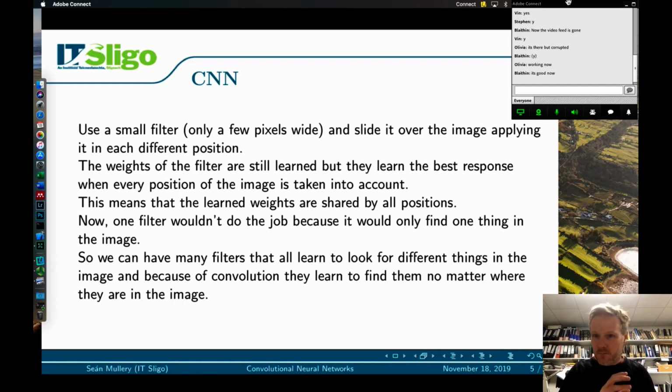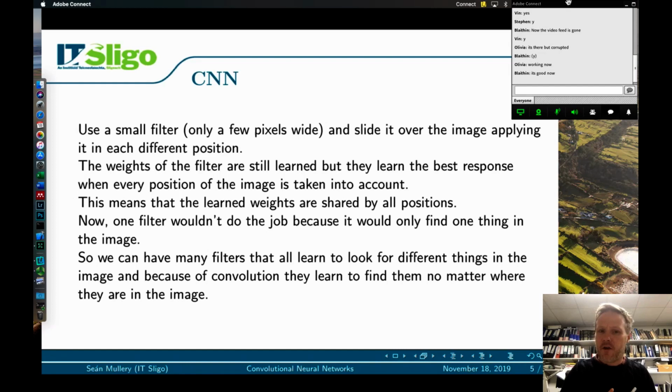As it's moved or slid or convolved across the image, it's going to see different parts of the image as it goes, but it learns from every one of those positions, and it finds the best response for finding the particular thing that it's looking for.